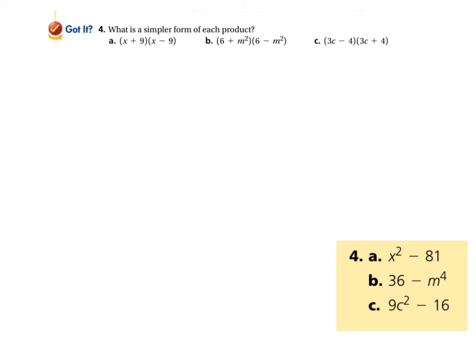So to continue with this pattern idea, right, we have the exact same thing here. We have x and x, 9 and 9. 1 plus, 1 minus. That means I take the first one squared, x squared. The middle term disappears because they cancel each other out. Subtraction, 9 times 9 is 81. Done. Same thing with b. Same terms, right? 1 plus, 1 minus. 6 squared is 36. The middle terms cancel out. Minus sign. m squared squared is m to the 4th.